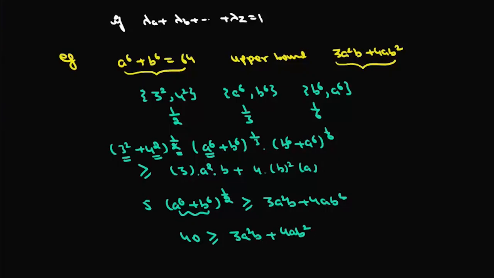So the upper bound of this expression is 40. Now it is an upper bound, and it necessarily doesn't guarantee that the maximum value of this expression is 40. This thing you have to keep in mind whenever you are using Holder's inequality.